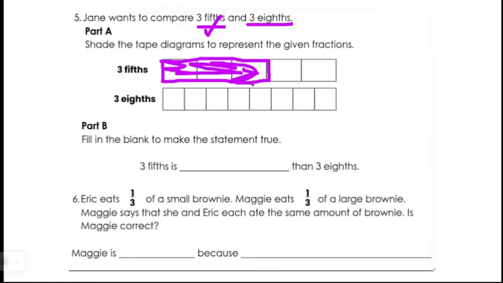Now I have to do my 3/8. Again, I'm going to put a little rectangle around 3 of them. And then I'm just going to shade inside so I know that's done. Now I can quickly just see them, right? And see which one would be bigger, which one's smaller.